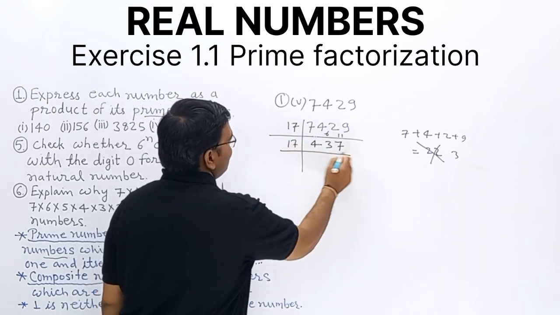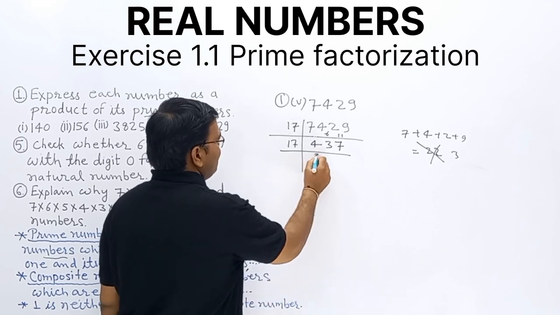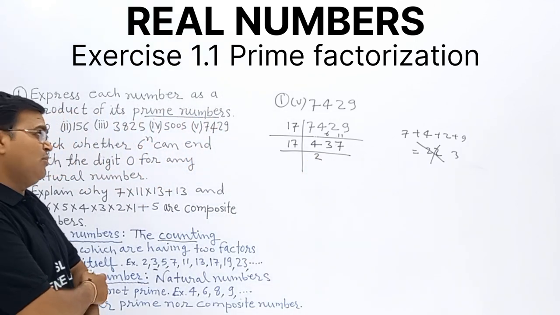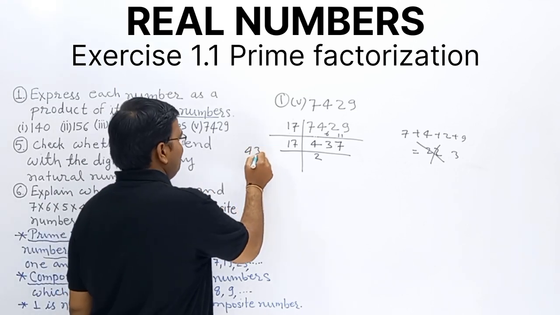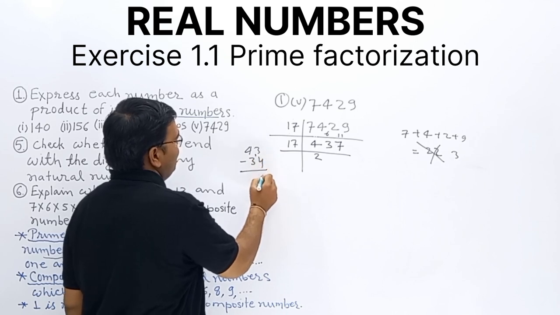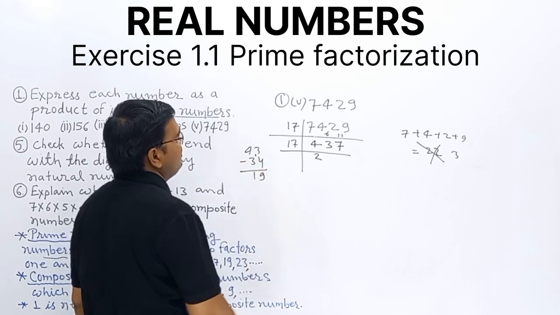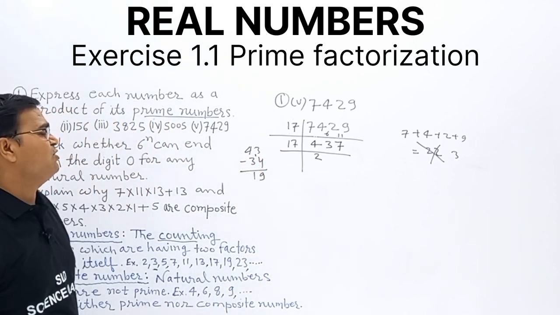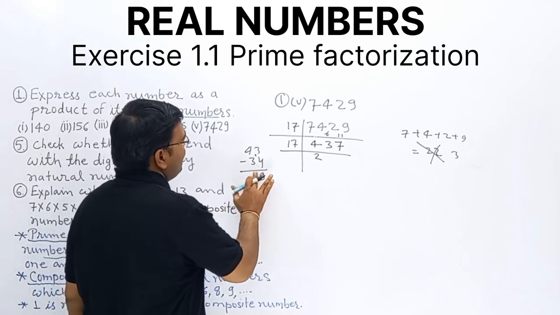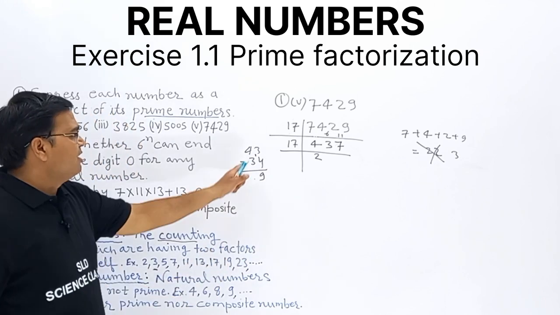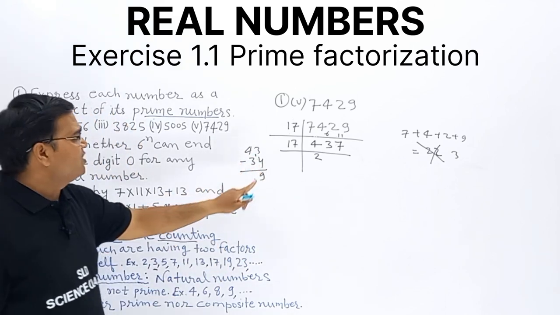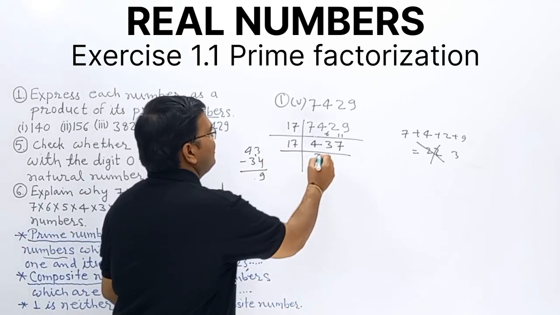Use 17 again. 17 2 ja 34. We cannot use 3 times, because 17 3 ja 51 is more than 43. So 43 minus 17 2 ja 34. What will be the remaining? 9 is remaining. 43 minus 34 is 9. Clear? Now next 9 is there.